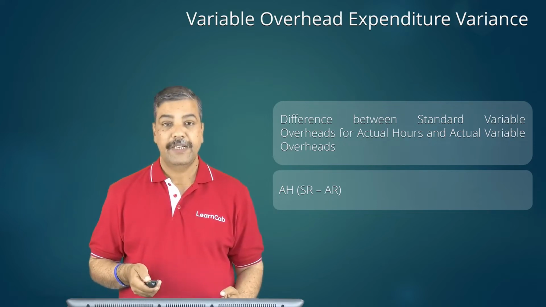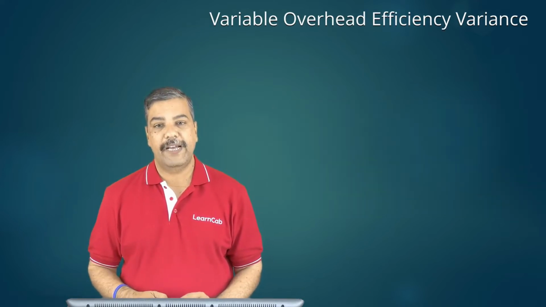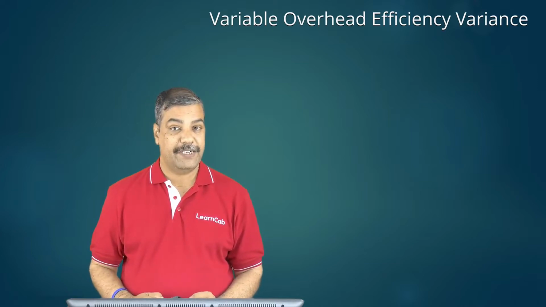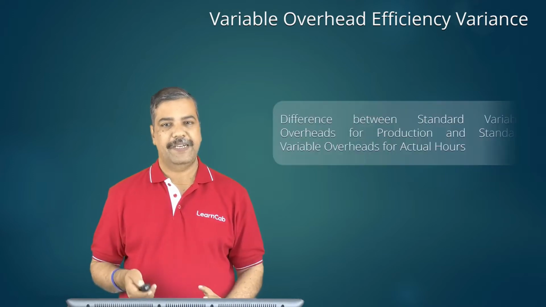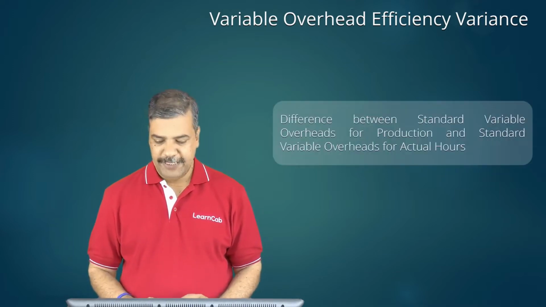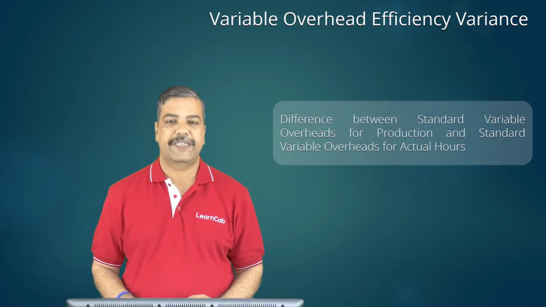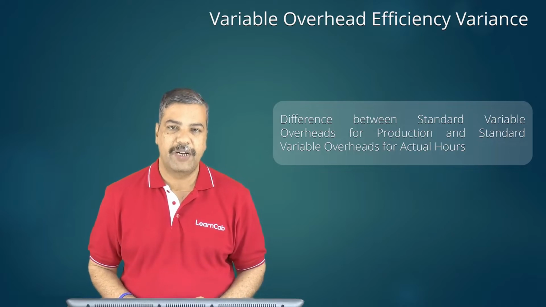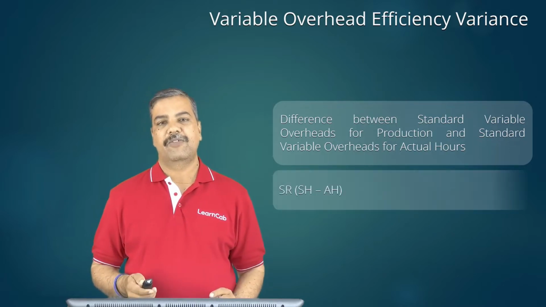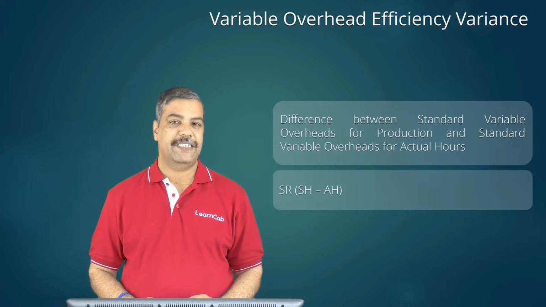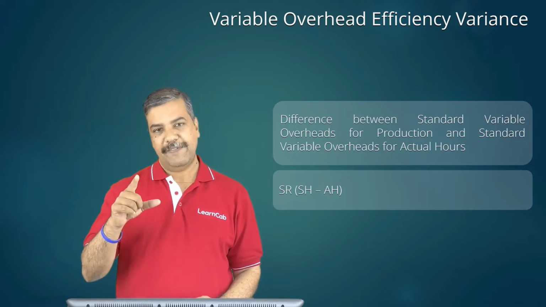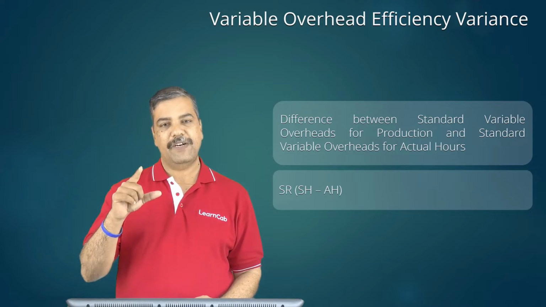Okay. Next one, variable overhead efficiency variance. Since it's efficiency, definitely it should not be in terms of rupees. So, in bracket it will not be in rupees here. Okay. It is the difference between standard variable overheads for production and standard variable overheads for actual hours. This is the formula. So, how do we express it simply? See, in bracket it is hours. It's not rate here, okay. Because it is efficiency, efficiency is measured in terms of hours here.